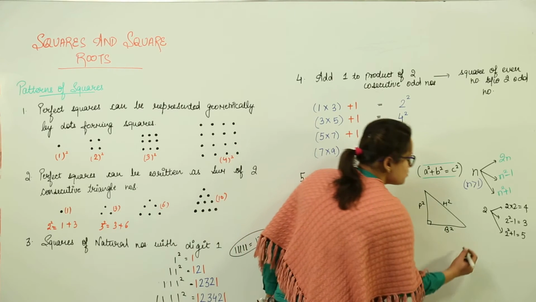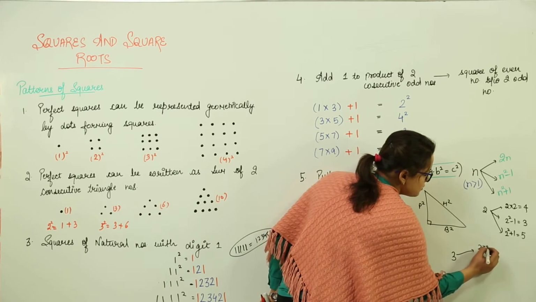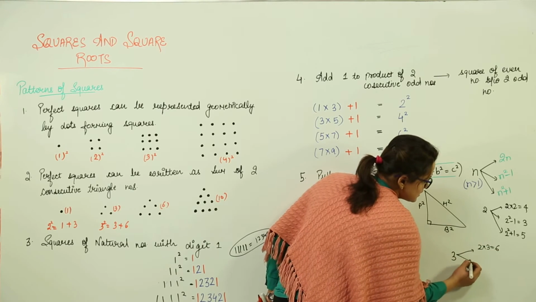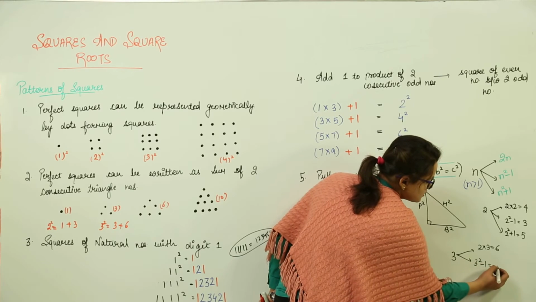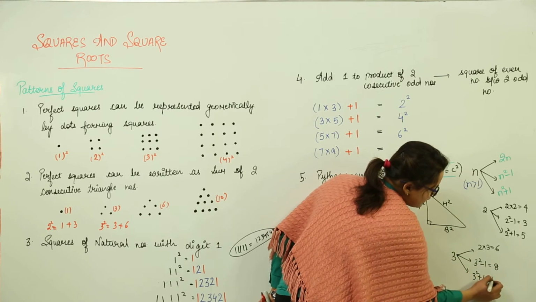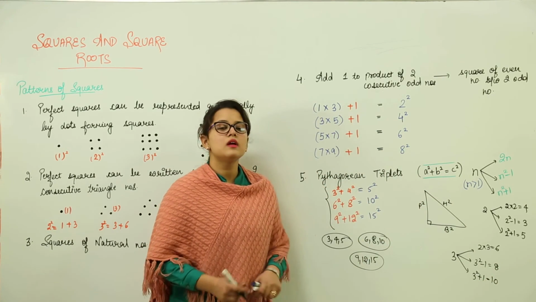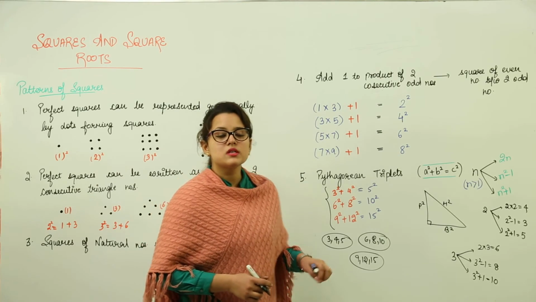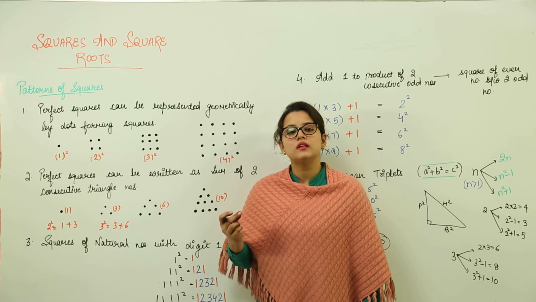If you do this for 3 also: 2n means 2 into 3, it makes 6. Next is 3 square minus 1, 9 minus 1, 8, and next is 3 square plus 1, 9 plus 1, 10. That also we can see, 6, 8 and 10 are the Pythagorean triplets. So this is how we find the Pythagorean triplets for each given natural number.